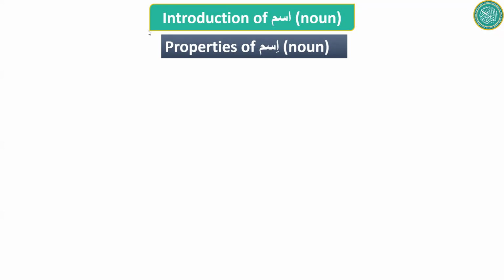So we have started learning the properties of ism. How many properties of ism? How many properties do we have? Anybody who wants to tell me? We have 4. Okay. Status, gender, number, type. Let's just hold on a second.